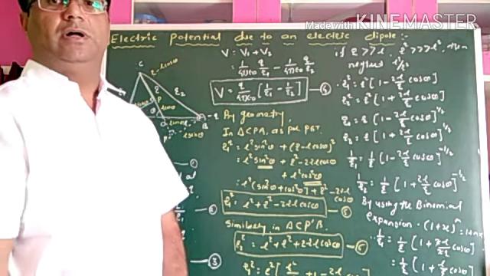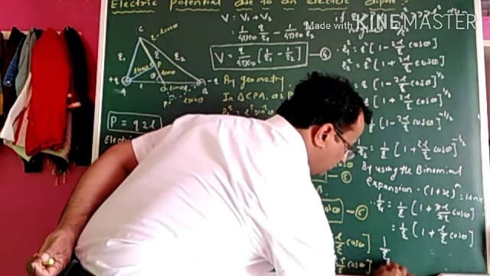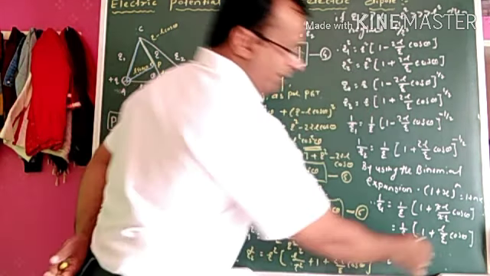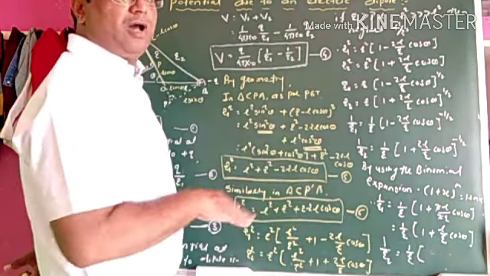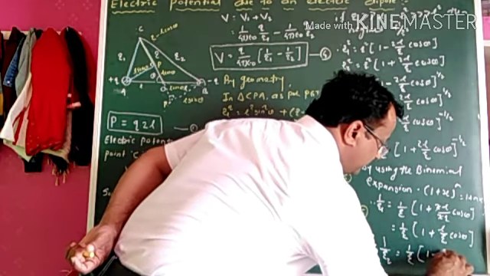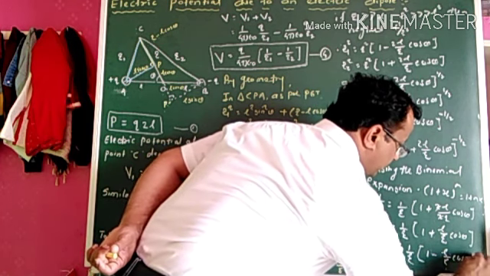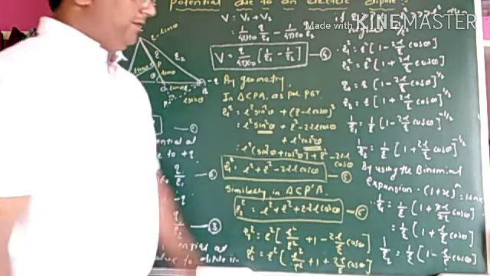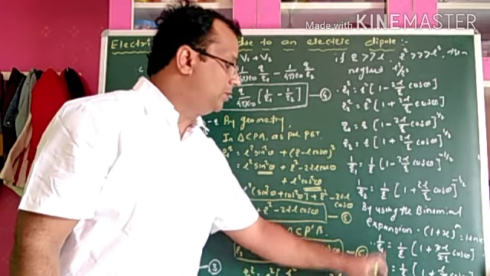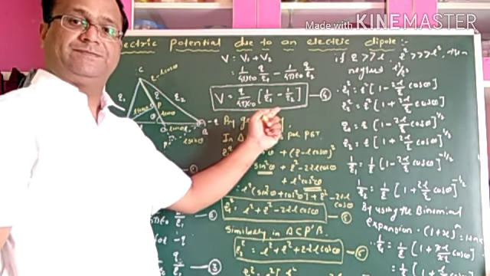Similarly for r2, 1 upon r2 is equal to 1 upon r. Here for r1 we get the positive sign, but for r2 we get the negative sign. So 1 minus L upon r into cos theta. So here we get the values of 1 upon r1 and 1 upon r2. Now both values we want to substitute in this equation.